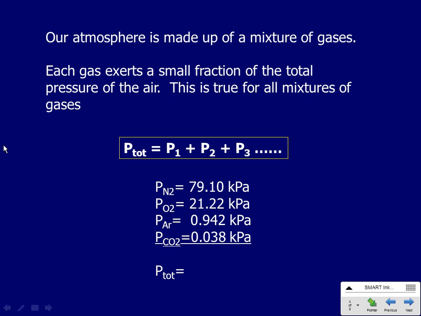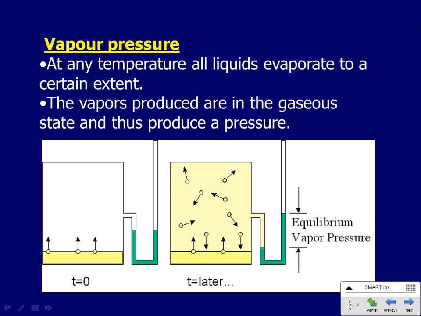Have we totaled up our partial pressures? What do we got? 101.3 kilopascals, which we already know is our standard pressure. So 101.3 kilopascals. Okay? So there's a little application of partial pressure. Now, why have I introduced you to this idea of partial pressure? Well, it has everything to do with the way we collect gases in the laboratory. So let's talk about how we collect gases in the laboratory.